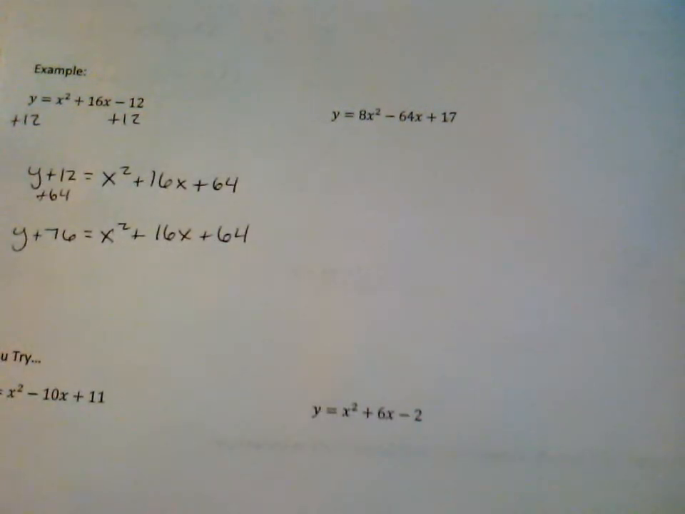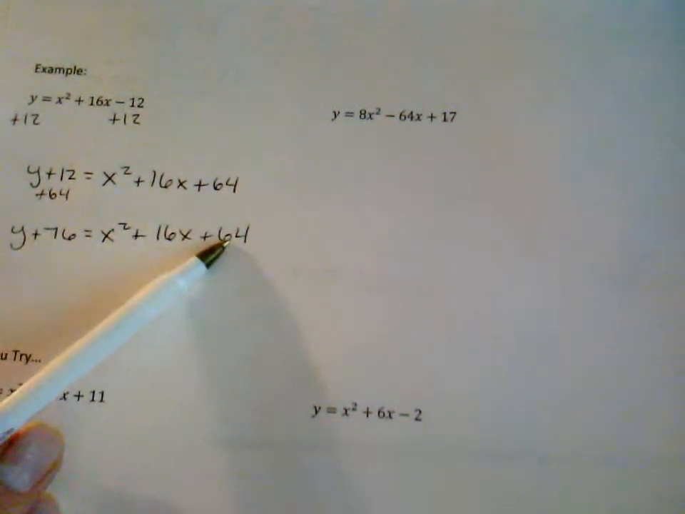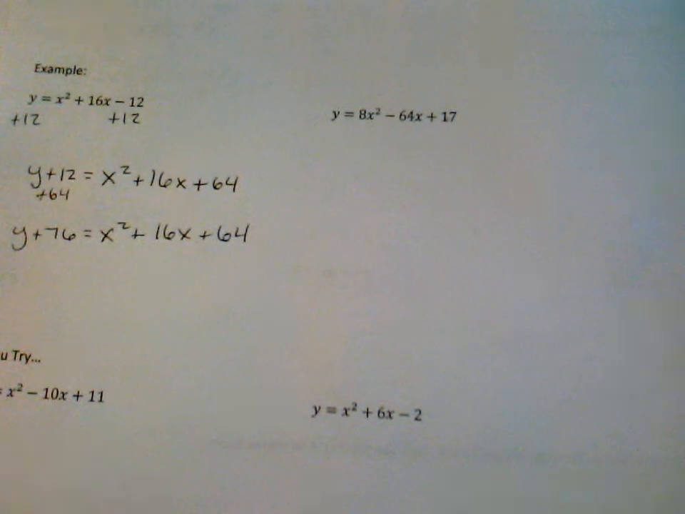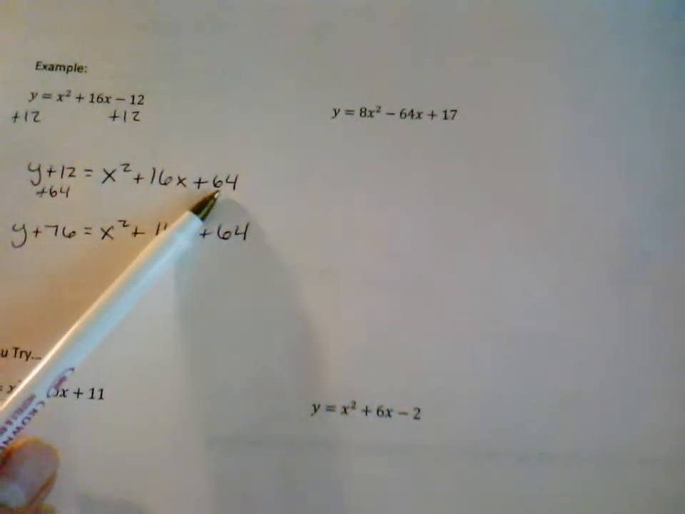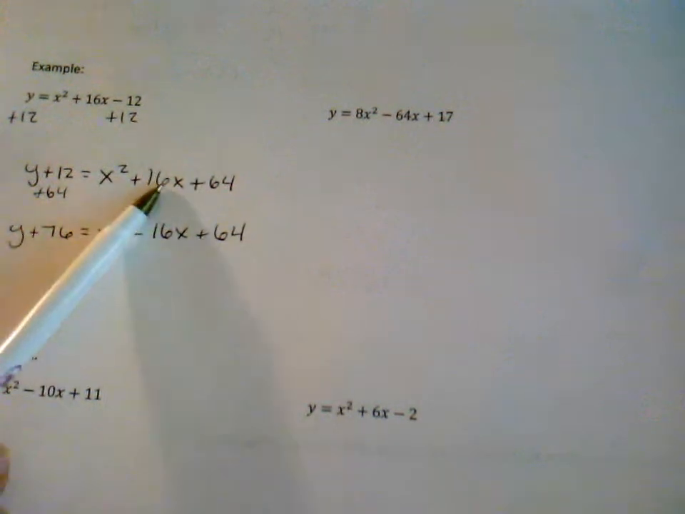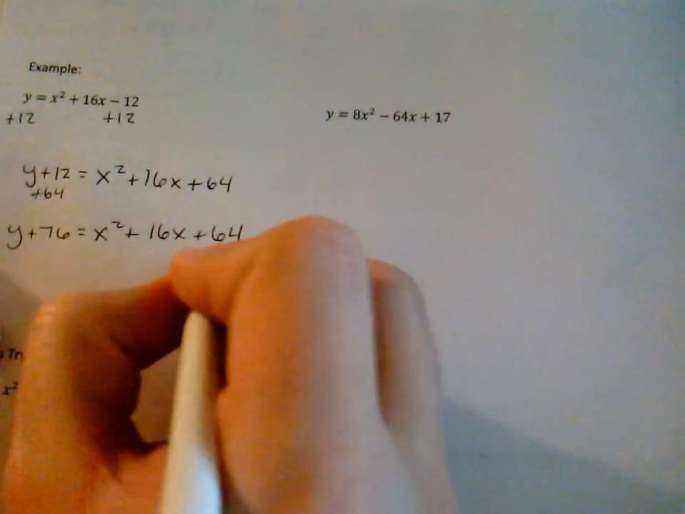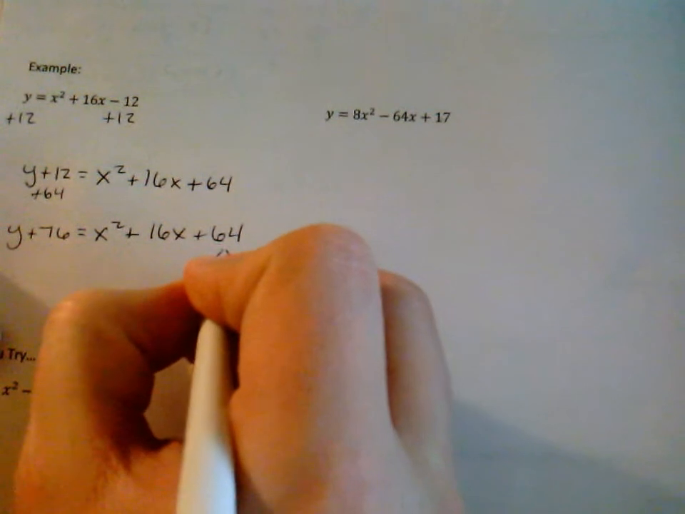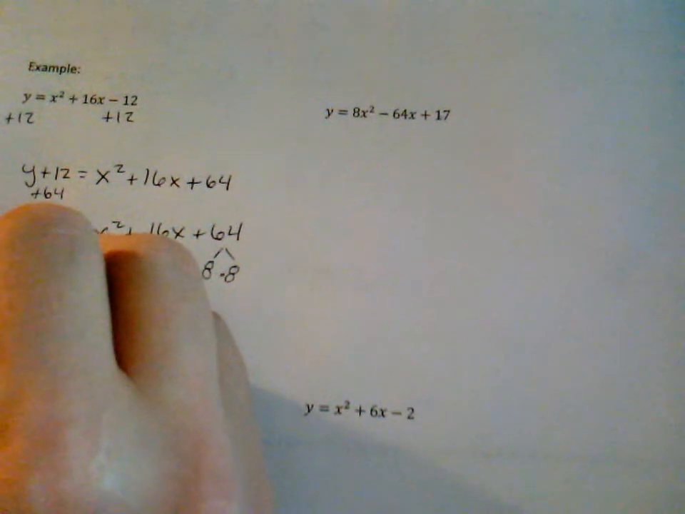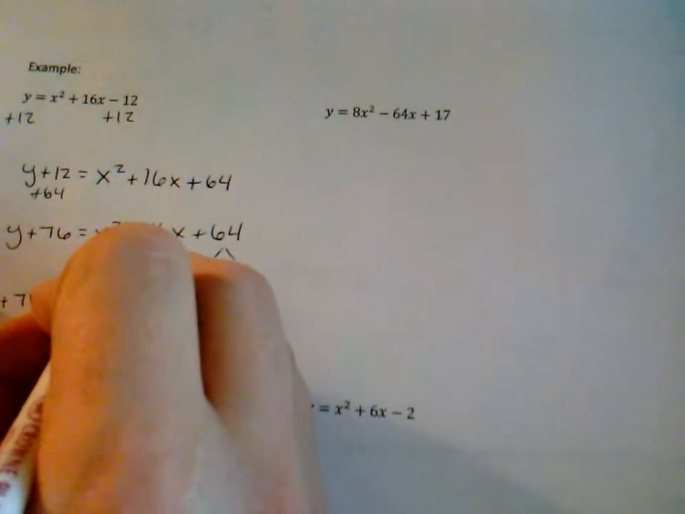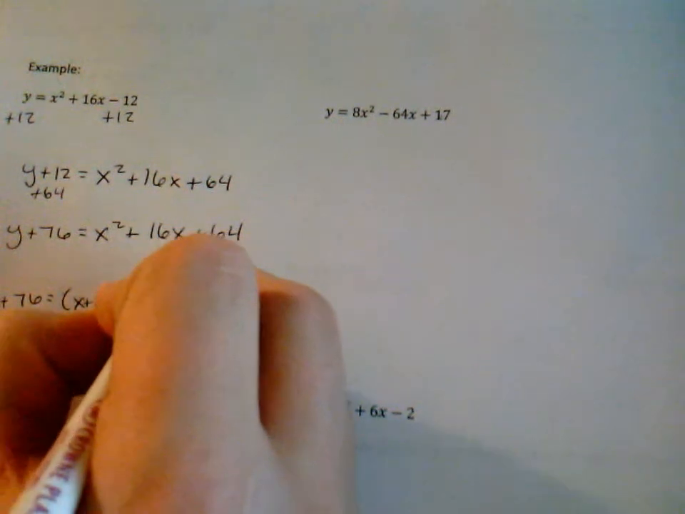Our next step is to look at the 64. What we're going to do with that is figure out what two numbers multiply to give us 64 and add to give us 16. Well, this should be easy since we just technically took 8 times 8 to get to 64. So 8 and 8 multiply to give you 64 and add to give you 16. So this is going to be 8 times 8. Okay, so we're going to factor it. It's going to be x plus 8 times x plus 8.